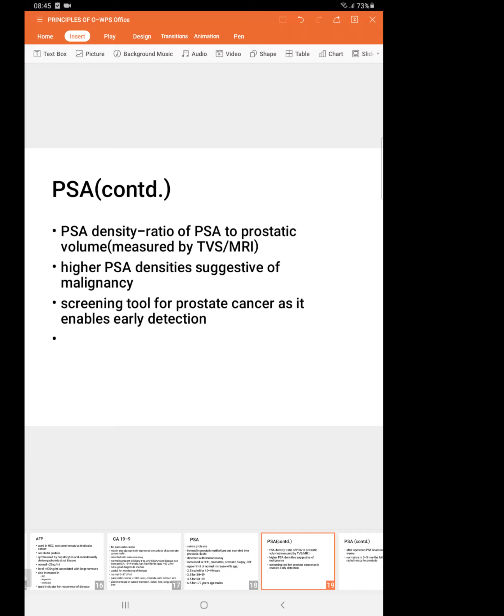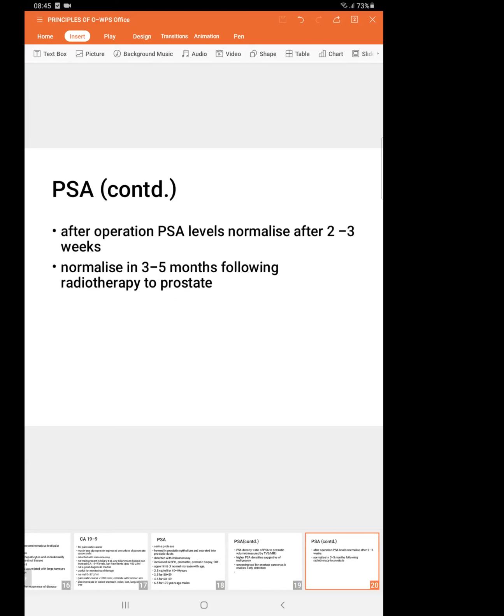Prostate specific antigen density is a ratio of prostate specific antigen to the prostatic volume measured by transrectal ultrasound or MRI. Higher prostate specific antigen density is highly suggestive of malignancy. The prostate specific antigen levels normalize almost within 2 to 3 weeks of operation, but with radiotherapy, it takes almost 3 to 5 months to normalize.